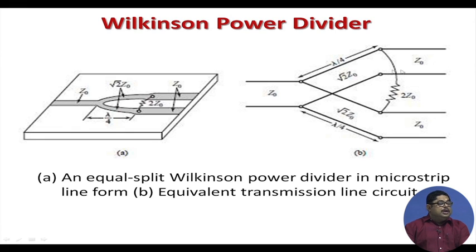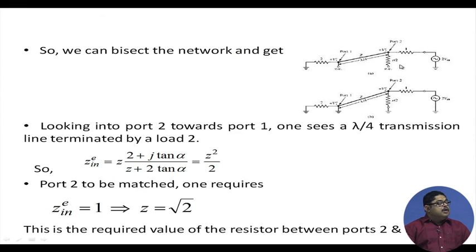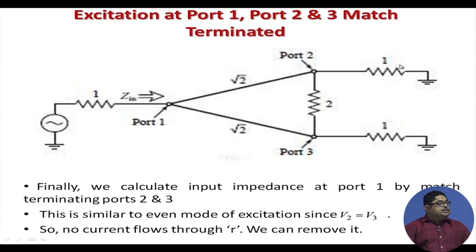So, do not disturb your neighbors. You may have some fight in your house, but that fight should not spill over through some junction to your neighbor. That is why we require isolation, and the Wilkinson power divider gives that isolation. That is why it is popular, though it has internal losses, because in this structure you have some losses here. So, it is not a lossless structure.